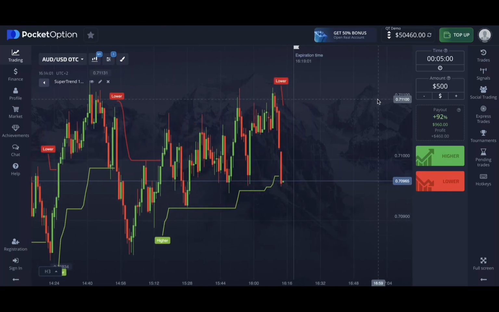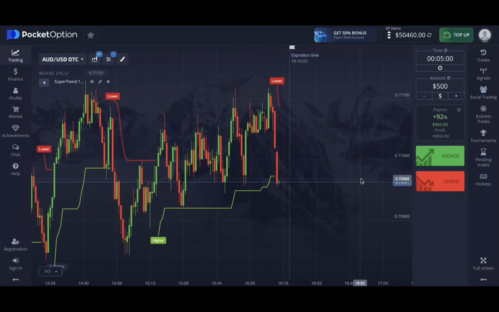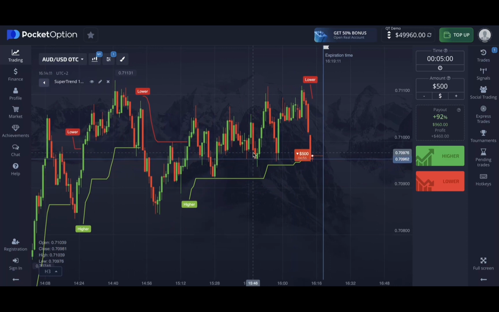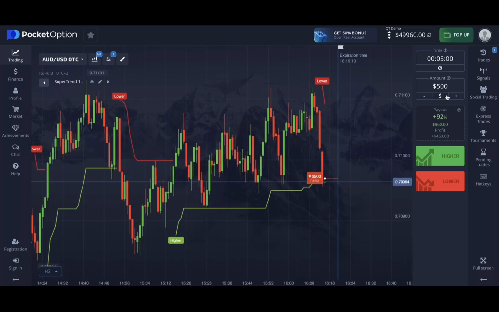Okay, let's look at other pairs. This is the Australian dollar versus US dollar, and I'm going to execute another trade. As you can see, we had a bearish shift, and I've executed, again risking $500, with a 5-minute expiration time. So let's see what happens.